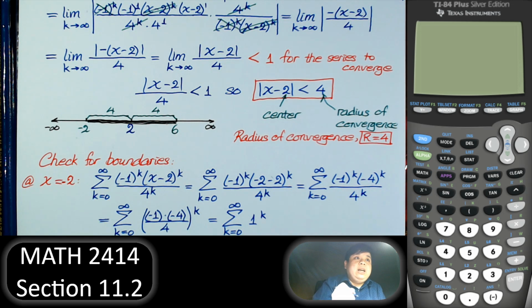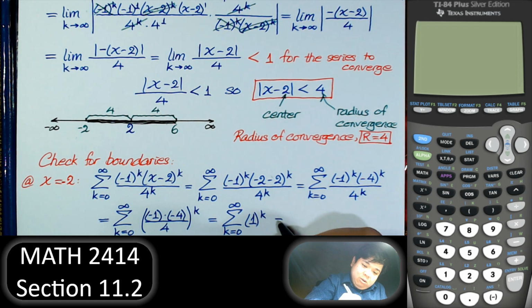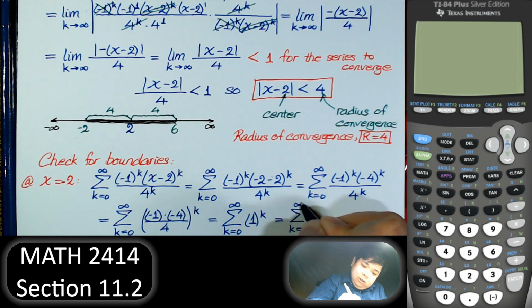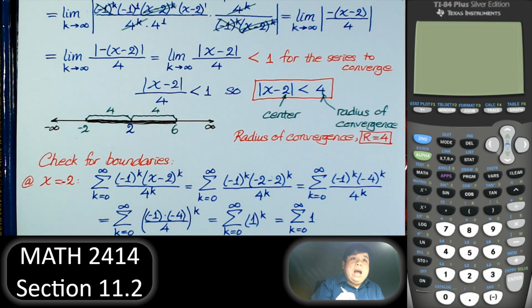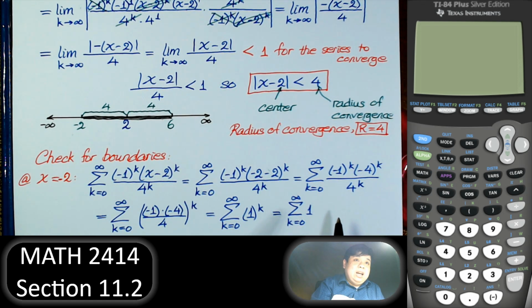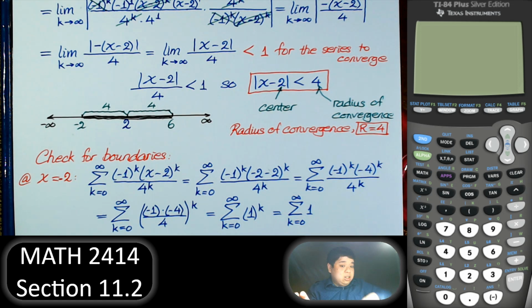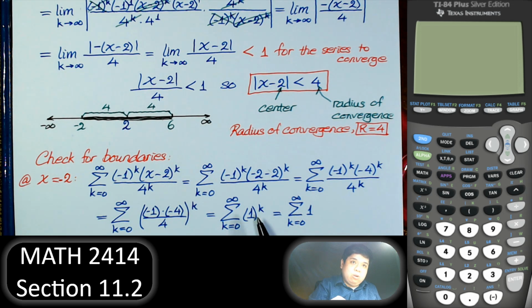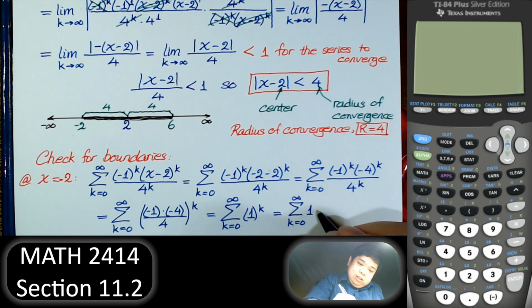So I have 1 to the k power, or just 1, right? 1 raised to any power. Now, what happens when 1 is raised to infinity? Isn't that indeterminate? Yes, 1 to infinity is indeterminate, but we're not talking about that here, because each time, k equals 0, 1, 2, 3, it's just 1, 1, 1, and 1. So we just have 1 plus 1 plus 1 plus 1.